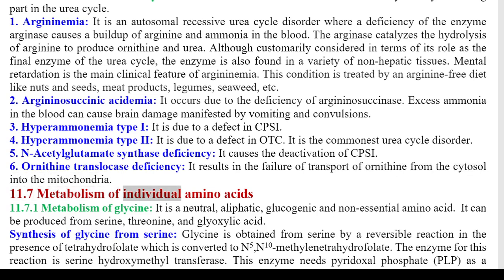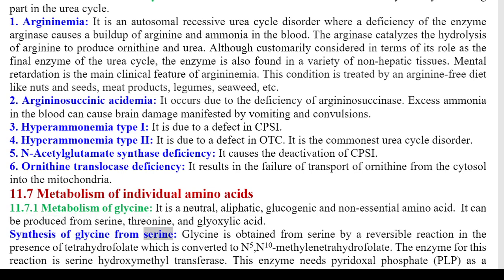11.7 Metabolism of individual amino acids. 1.7.1 Metabolism of glycine. It is a neutral, aliphatic, glucogenic, and non-essential amino acid. It can be produced from serine, threonine, and glyoxylic acid.